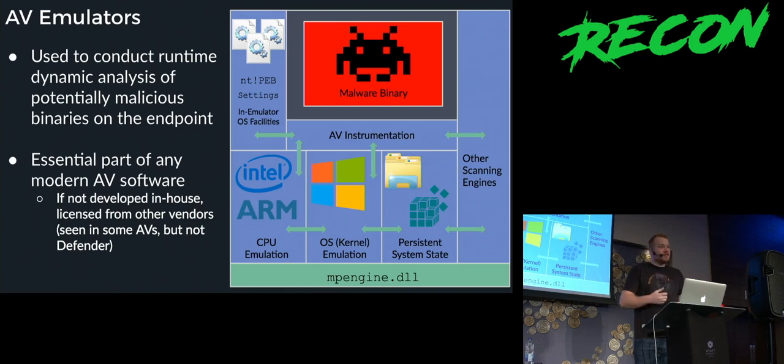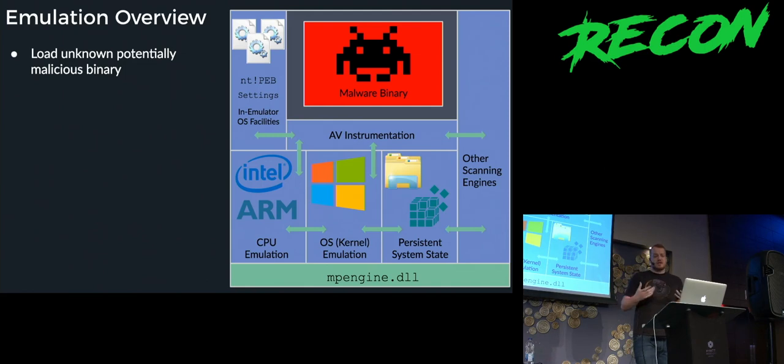So to talk about antivirus emulators and what these are, AV emulators are used to conduct dynamic analysis of potentially malicious binaries on the endpoint. So these are really common in any commercial AV. A lot of next-gen AV products also include emulators. So they will step in and emulate your code on the endpoint and try to make a determination about whether it's malicious or not.